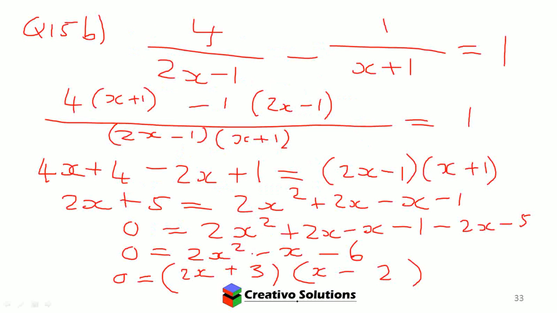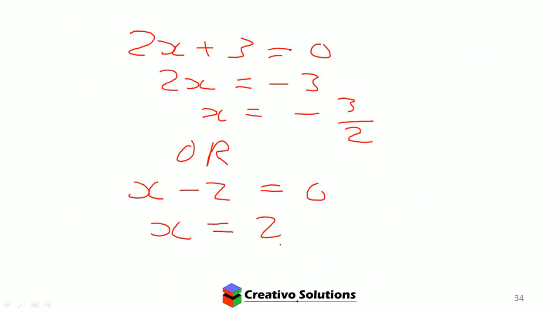So now we have the two answers. x could either equal minus 3 over 2, or x could equal positive 2. Those would be the two answers for this particular question.